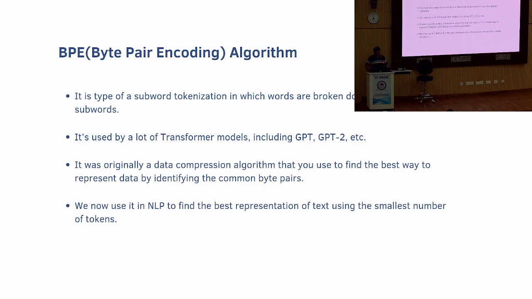Then we have the byte pair encoding algorithm. It is a type of subword tokenization in which words are broken down into smaller subwords. It is an advanced algorithm. It is used in a lot of transformer models including GPT and GPT-2. It was originally a data compression algorithm, but we now use it in NLP to find the best representation of text using the smallest number of tokens.